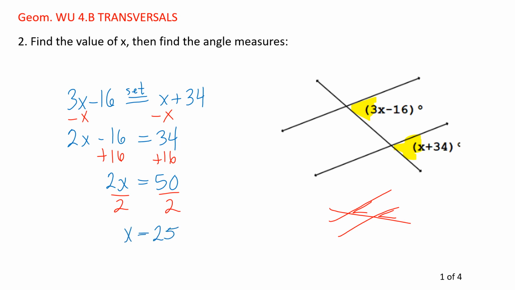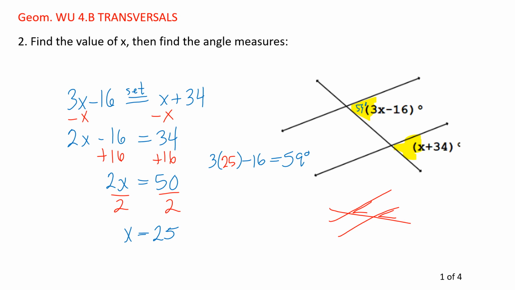Always check to make sure you've answered the question. I have answered part of the question, but this also wanted to know the angle measure, so don't just leave it there. The answer is 59. And again, check to make sure it makes sense. This looks like it could be a 59-degree angle. This one would be also.